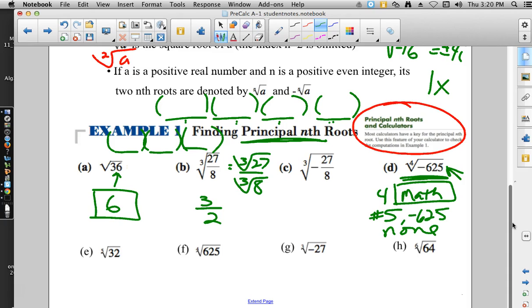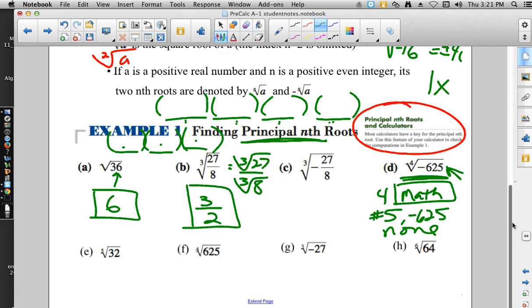And then stop and think, well, is it a positive? Is it a negative? Is it both? Well, this is a cube root. And with a cube root, the only way this is going to give us a positive 27/8 is if a positive 3/2 goes into each one of those parentheses.